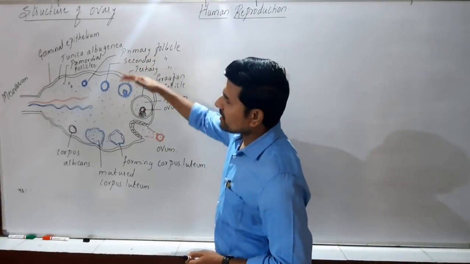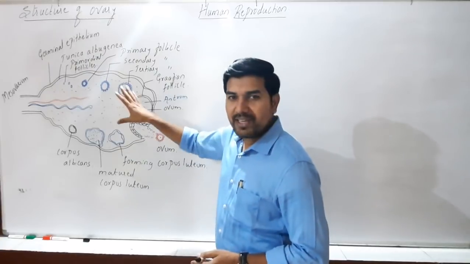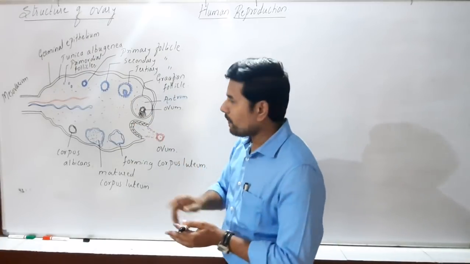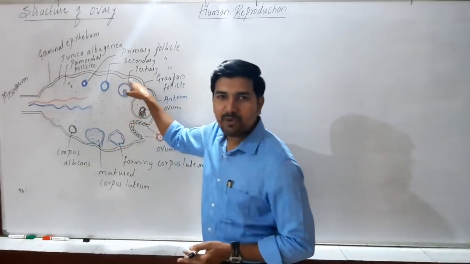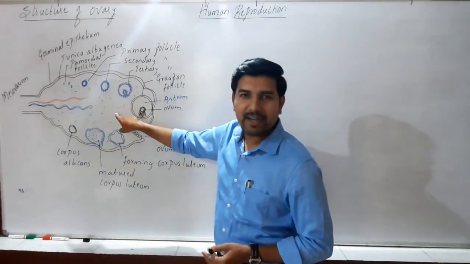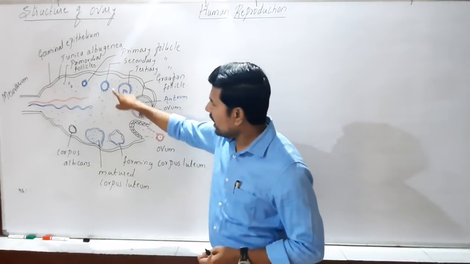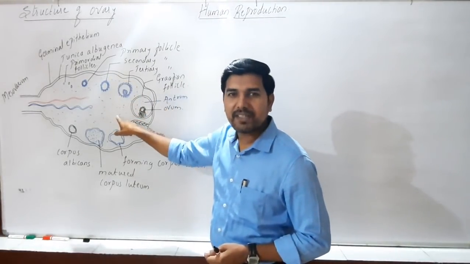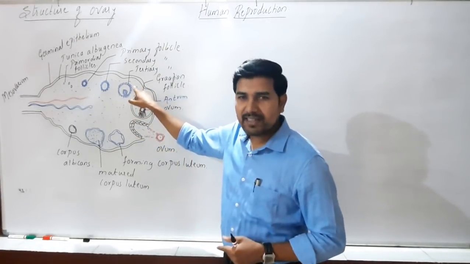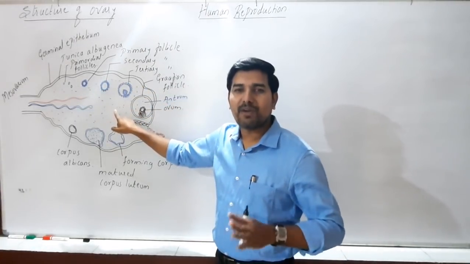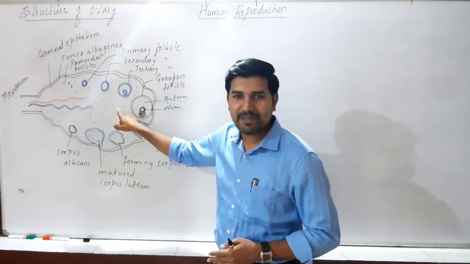Now the structure of the ovary is divided into two parts. This is the outer part of the ovary, called the cortex. The inner part is called the medulla. Outer part cortex, inner part medulla. Cortex is made up of follicular cells. Medulla consists of blood vessels along with certain fibers.